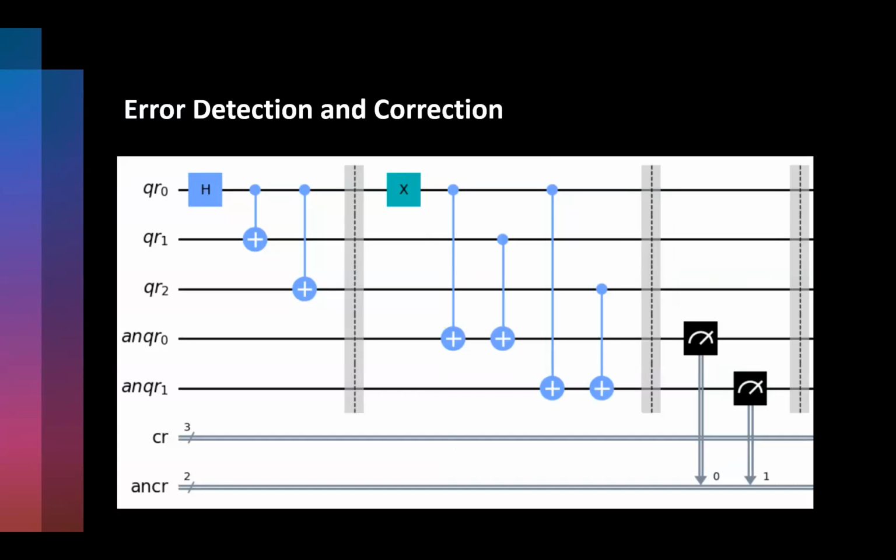So now our second step is error detection. Let's suppose we introduced an error X. X means bit flip. So we introduced a bit flip error X on the 0th qubit.